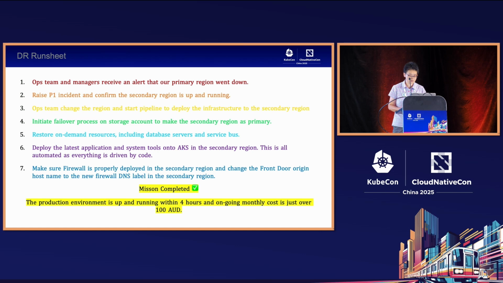Once the infrastructure is deployed, the application pipeline will deploy the latest application and system tools onto AKS in the second region. The last thing is to confirm the firewall is properly deployed in the second region, so we can change the Front Door to point to the new firewall DNS label in the second region. So by only spending $100 a month, we can do production DR within the required RTO and RPO. Mission completed.